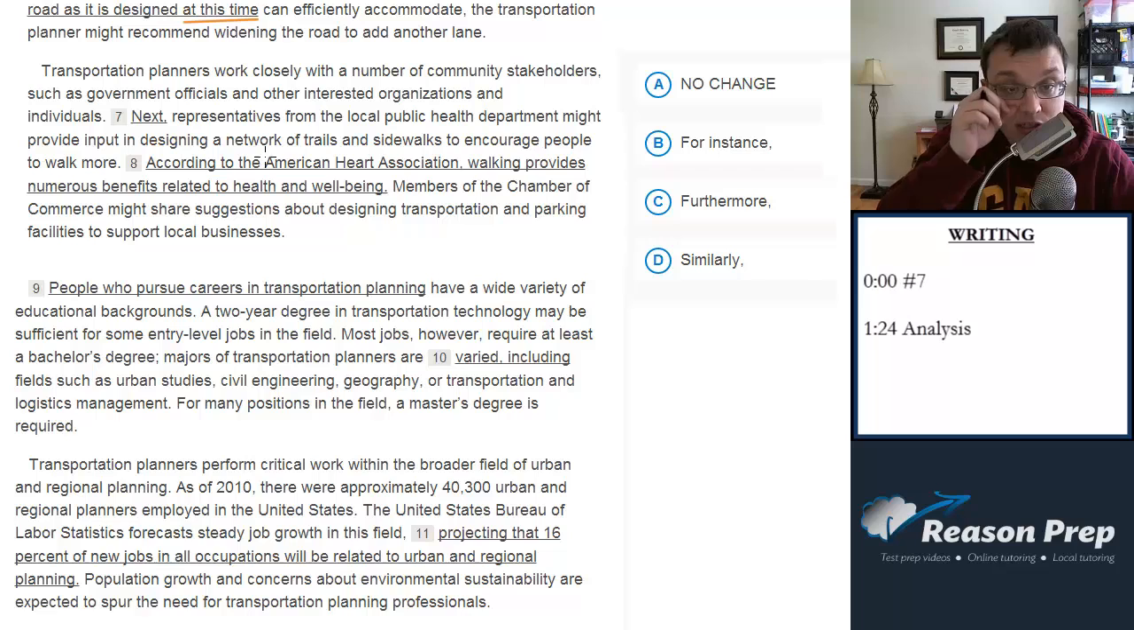According to the American Heart Association, walking provides numerous benefits related to health and well-being. Members of the Chamber of Commerce might share suggestions about designing transportation and parking facilities to support local businesses.